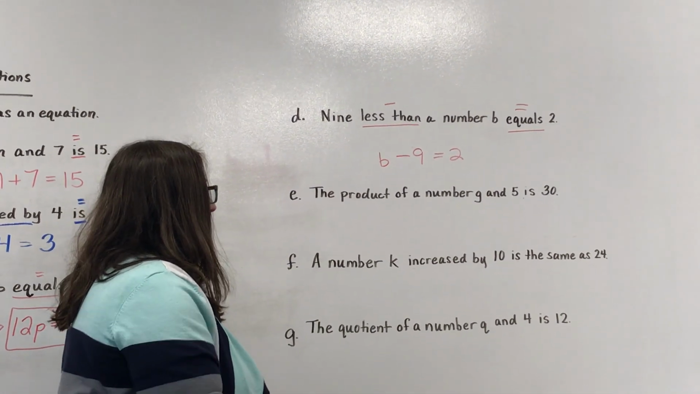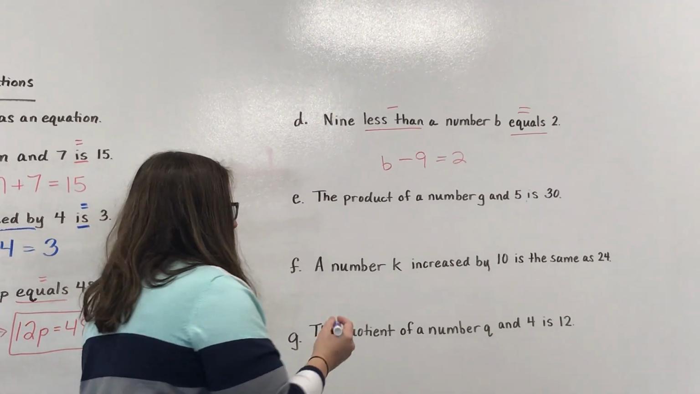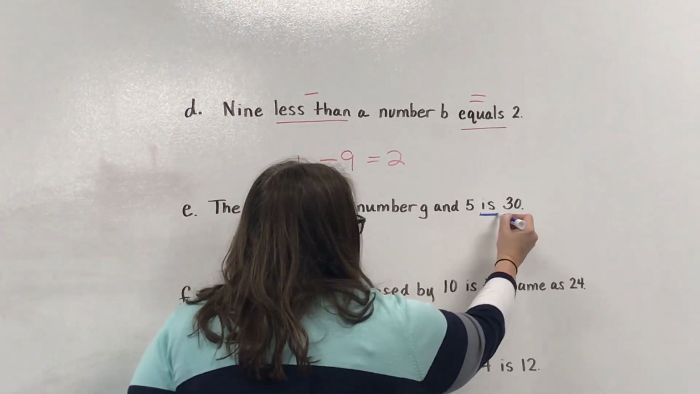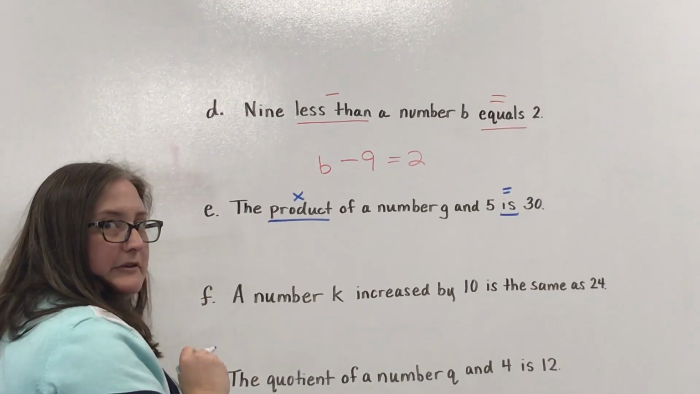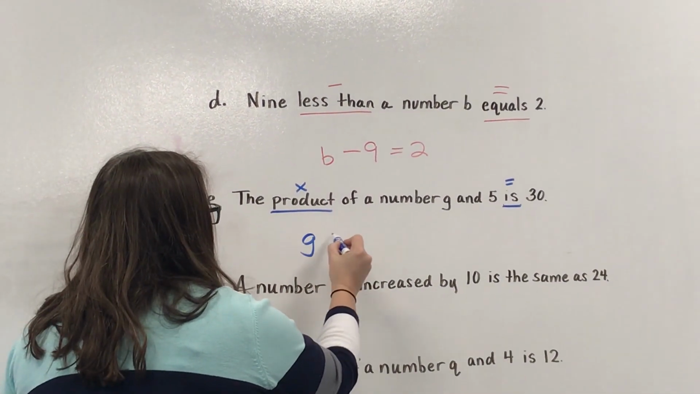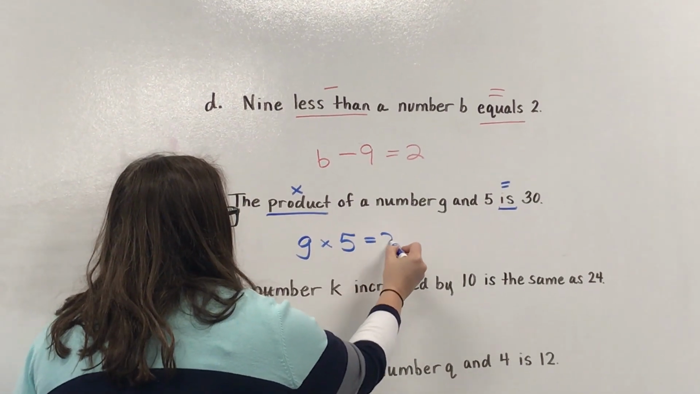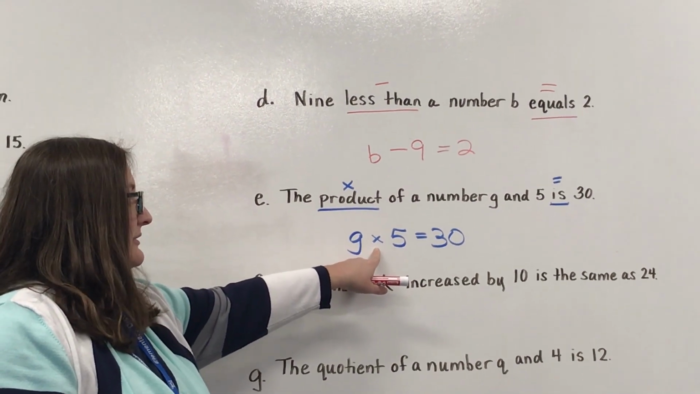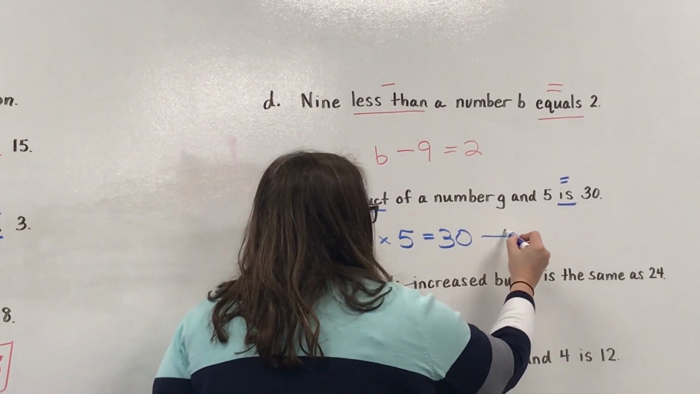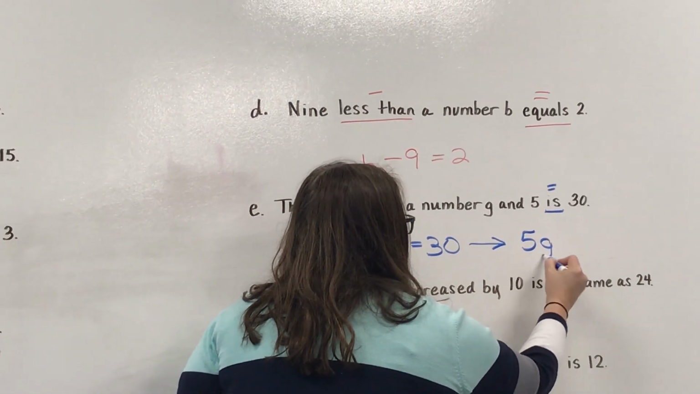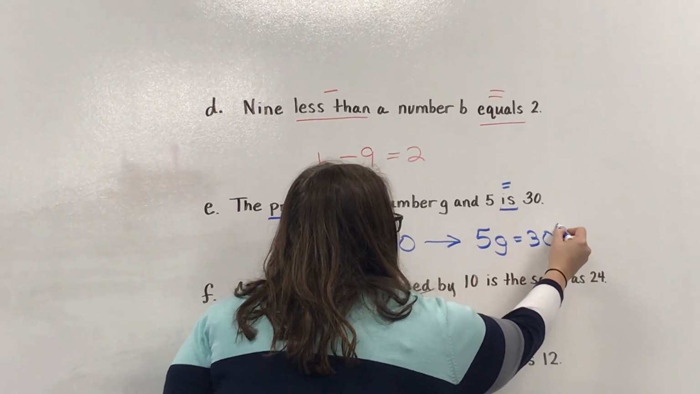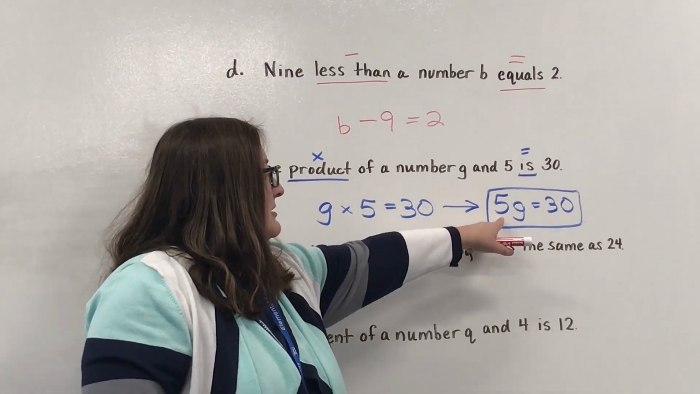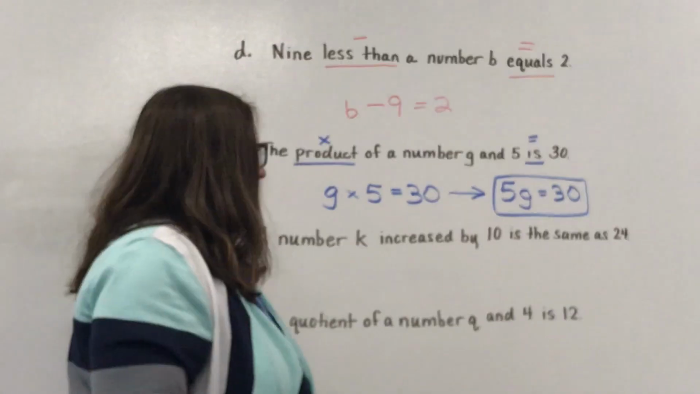Our next example says the product of a number g and 5 is 30. The product is the answer to a multiplication problem, and is where the equal sign is going to go. So in this problem, I would have g times 5 equals 30. But again, I don't want to have this multiplication sign in here because it looks like a variable. So I'm going to rewrite this as 5 times g equals 30. I changed it so the number would be first. Order doesn't matter in multiplication, and I got rid of my multiplication symbol.